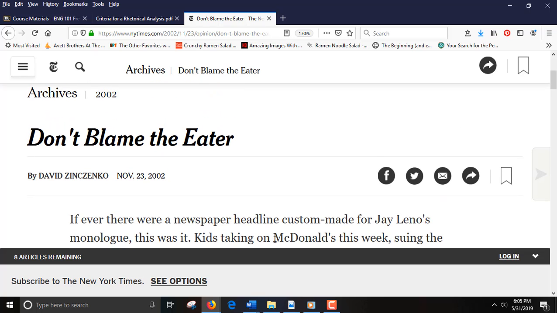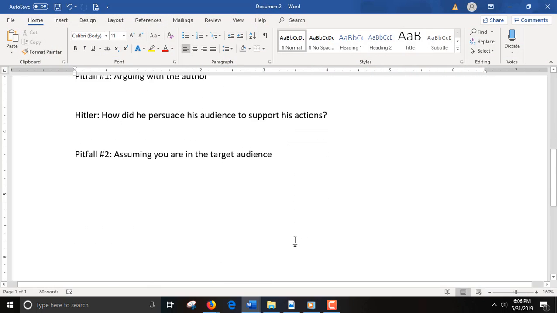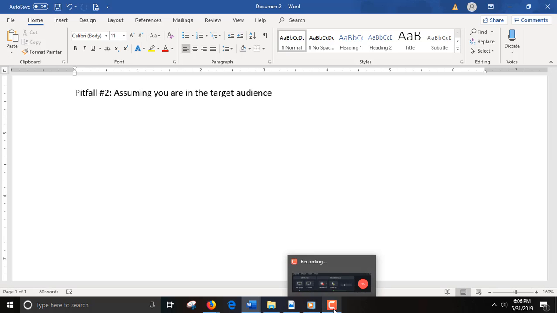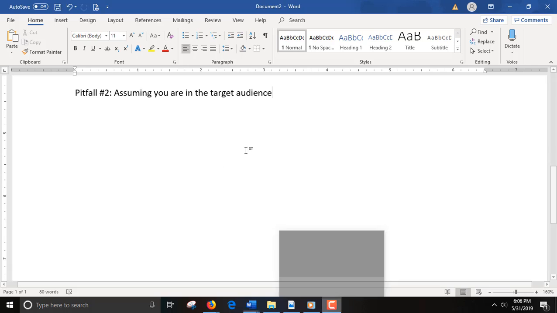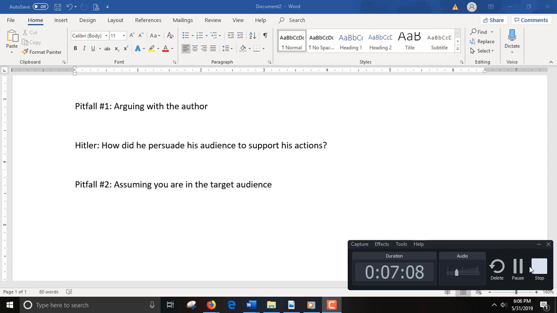So that's what you have to think. You have to read the article and you have to think, okay, what are they doing? How are they doing it? And how did they persuade their audience? Did they persuade their audience? And how effectively do you think they did it? So that's the basic idea of this assignment. I hope that clears things up for you and gives you kind of an overview of what this paper is about.